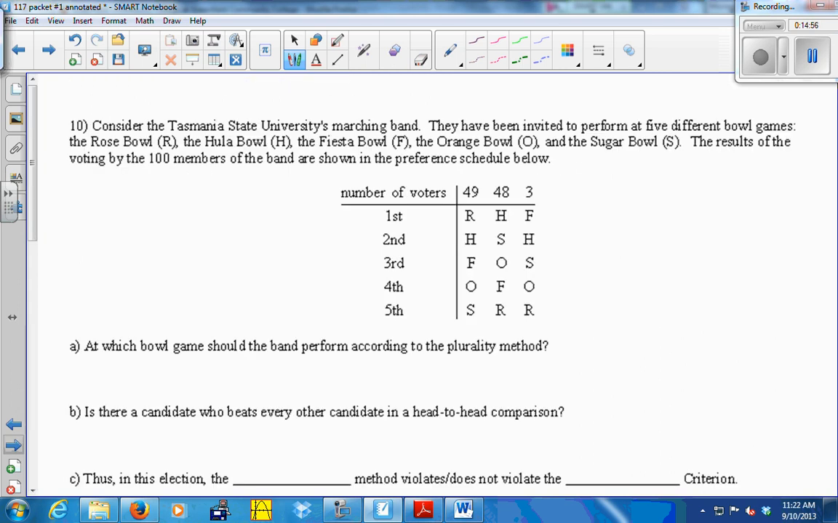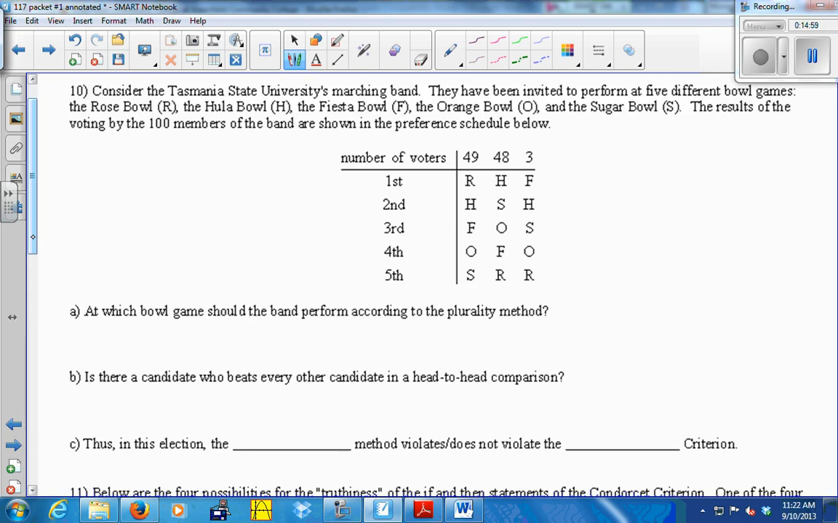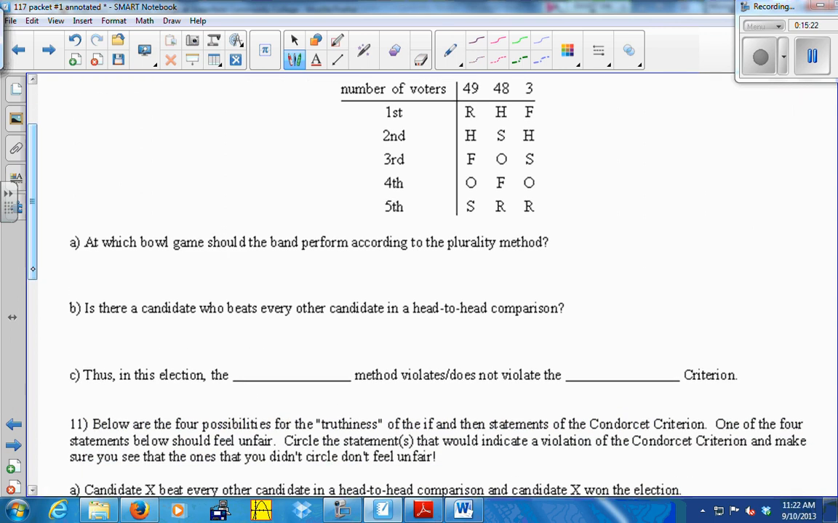So let's consider an example here. Here's Tasmania State University's marching band. They have been invited to perform at 5 different bowl games: the Rose Bowl, the Hula Bowl, the Fiesta Bowl, the Orange Bowl, and the Sugar Bowl. And there are 100 members of the band, and these are the results of their vote about where they should choose to play. All right, so according to the plurality method, where should they go? The Rose Bowl, right? 49 votes has the most first place votes.